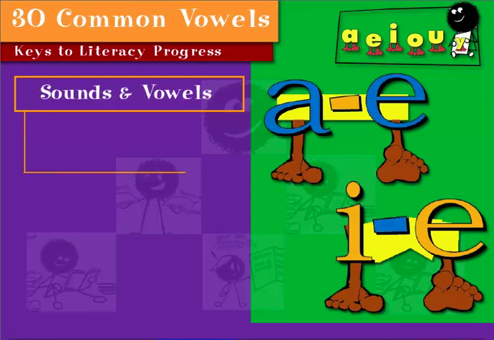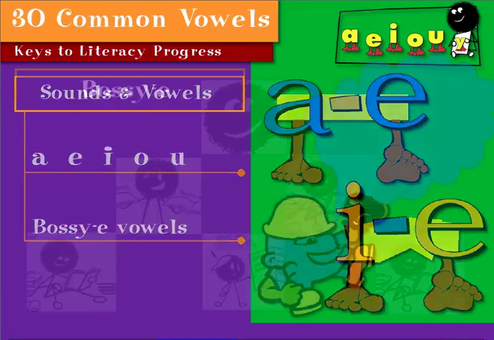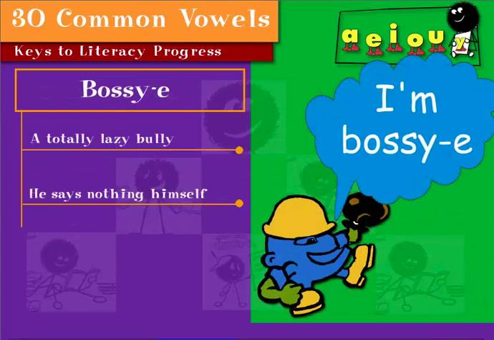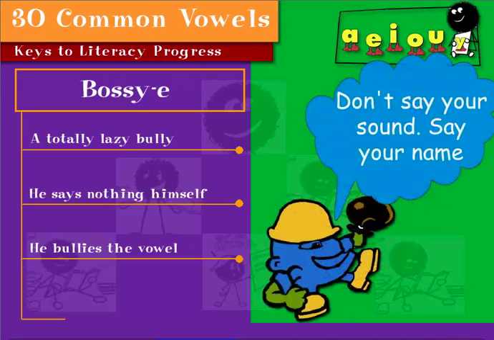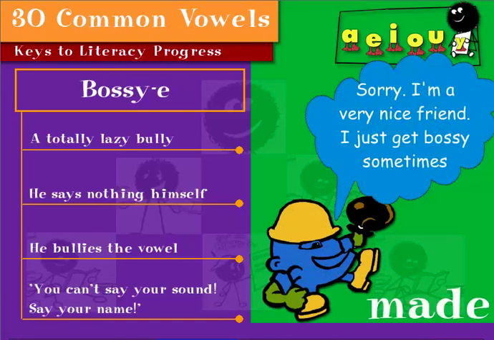Final E vowels are also very common. We call final E bossy E. Bossy E is a totally lazy bully. He says nothing himself, and he bullies the vowel. Because he says nothing, this word won't say Maddie, and watch him bully the vowel. He says, you can't say your sound, say your name. So the vowel says its name, A, and the word is maid.